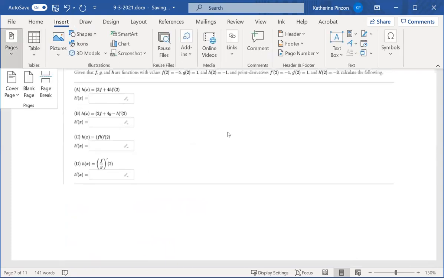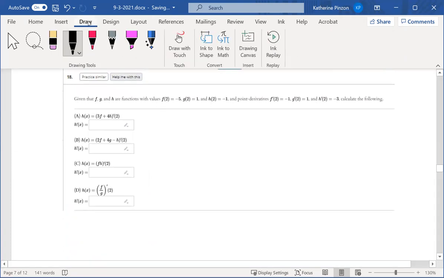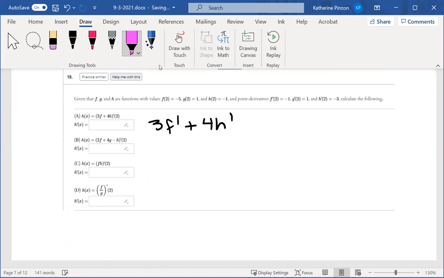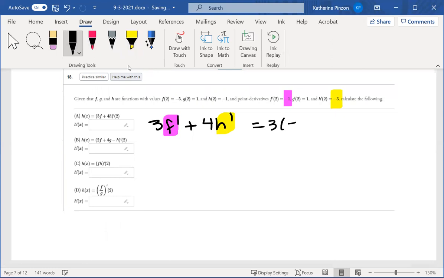Ay, ay, ay. 18. Oh, 18 is a lot like the one we did with the table, except there's no table. We're just gonna use those numbers they gave us. So if I want to find the prime, where my function is 3f plus 4h at x equals 2, I'm gonna find the derivative by saying 3f prime plus 4h prime. So for f prime, I'm using this number. And for h prime, I'm using this number. So 3 times -1 plus 4 times -3.